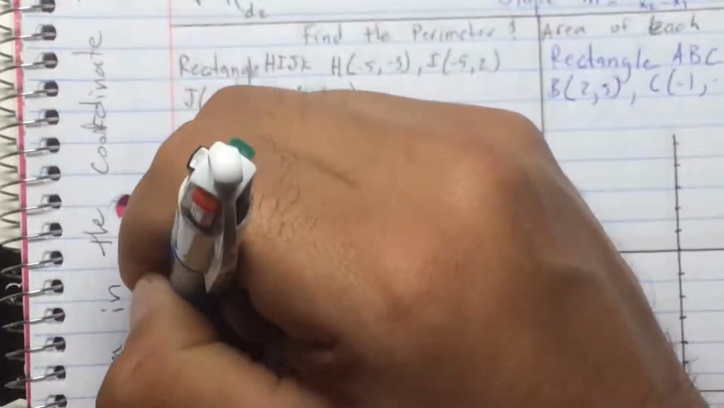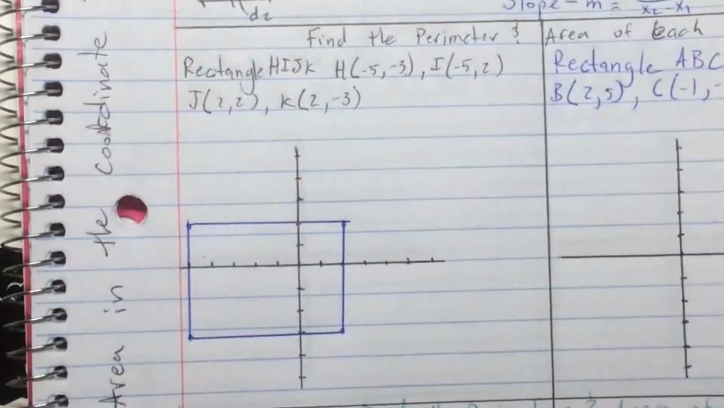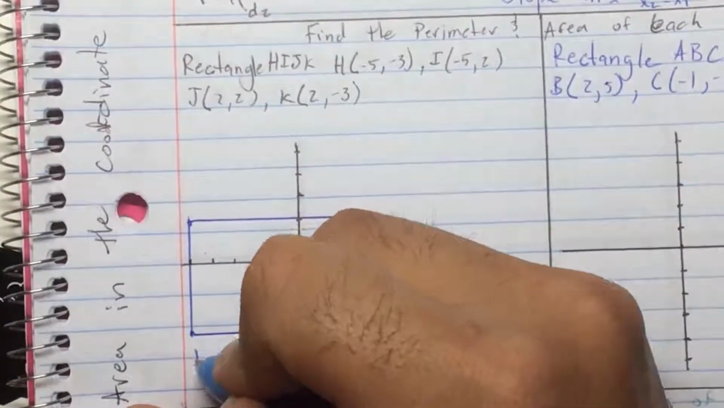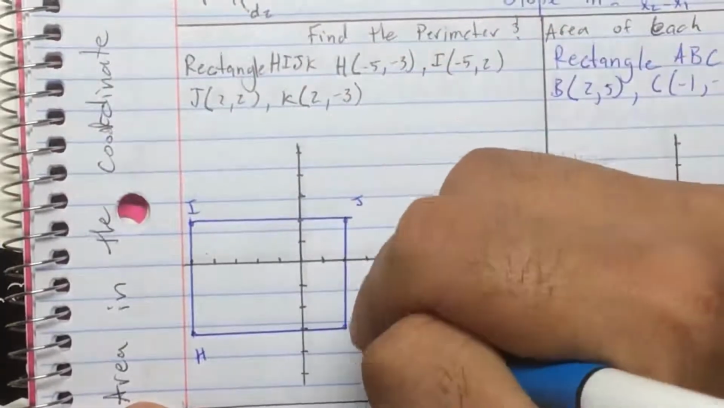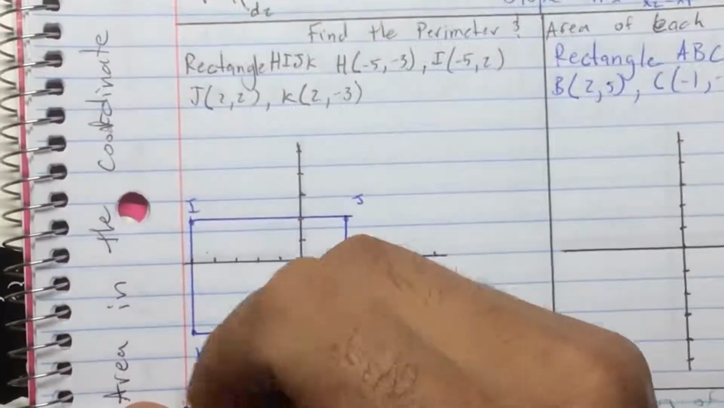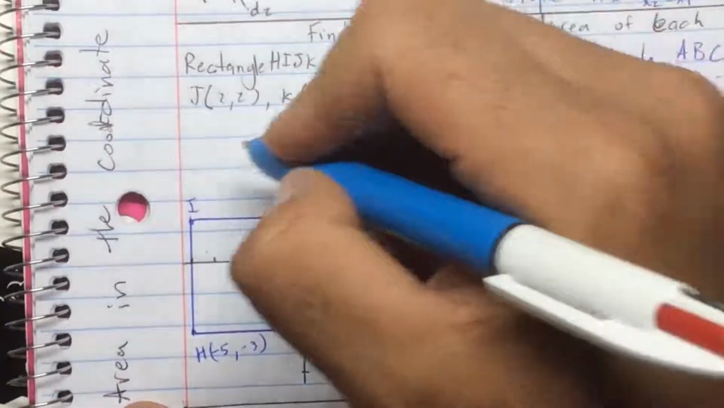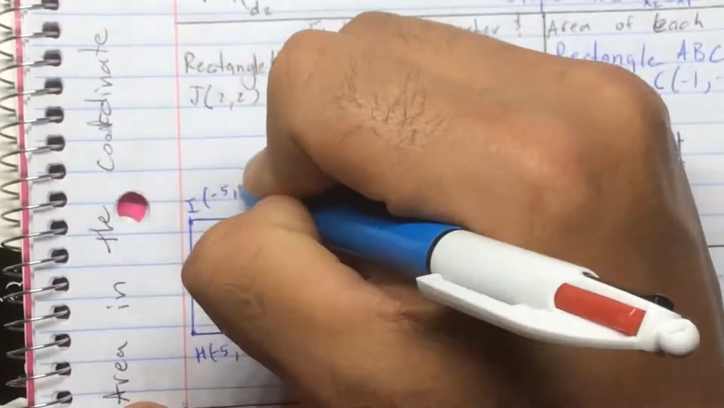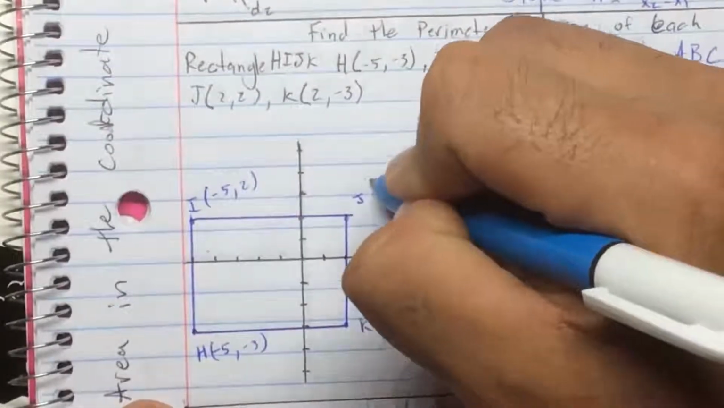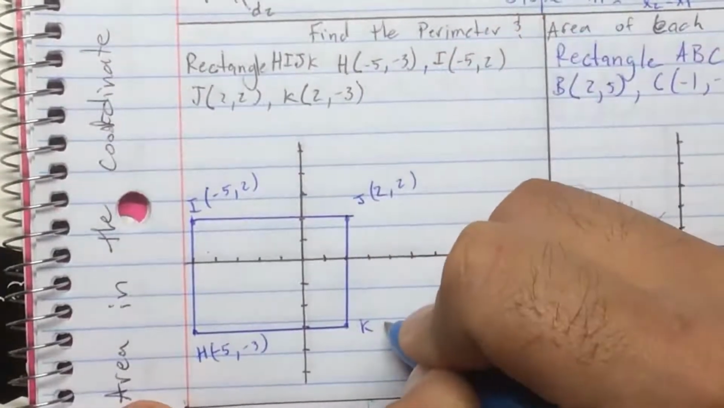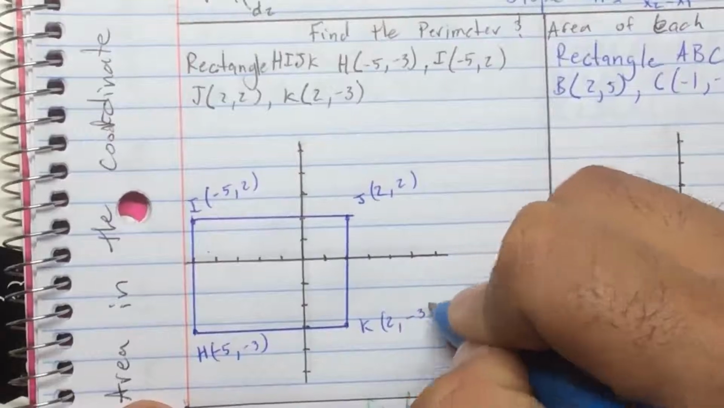I know it takes a little while, sorry about that. All right, and we're going to go ahead and label these. Once again, we had our H, I, J, and K, and we might as well put the points in as well. So we have -5, -3, -5, 2, 2, 2, and 2, -3.